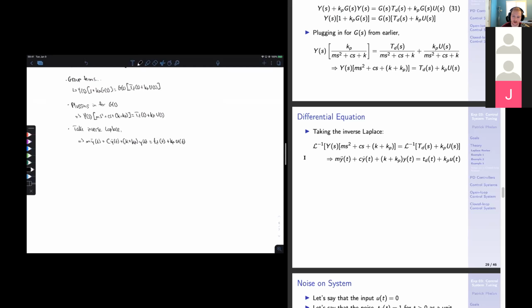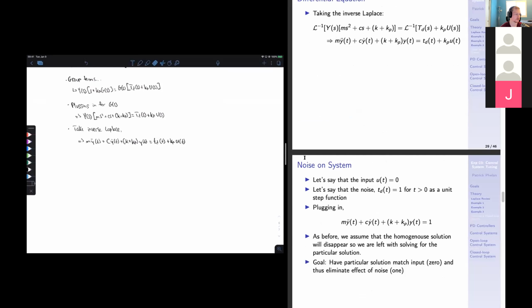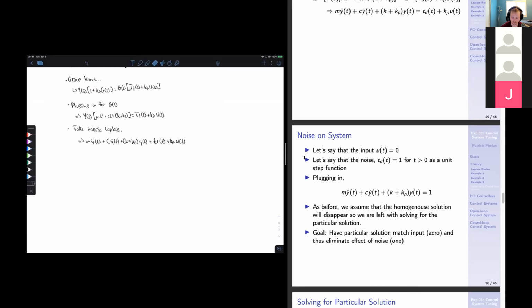All right, so y sub t, that's the output. K, that's the stiffness of the system. Kp, that's the proportional gain. Td, that's the noise on the system or the bird. And u sub t, that is our input. Okay, so I think we wrote all of that down last time, so I'm not going to write that down.